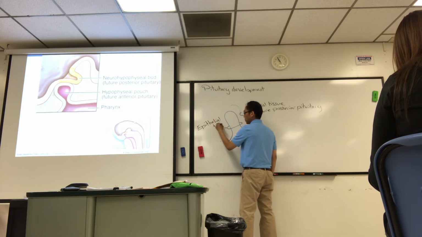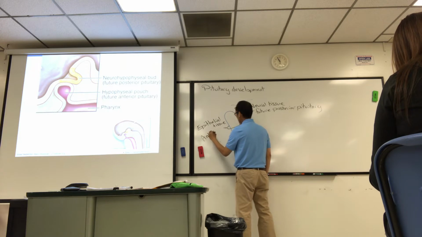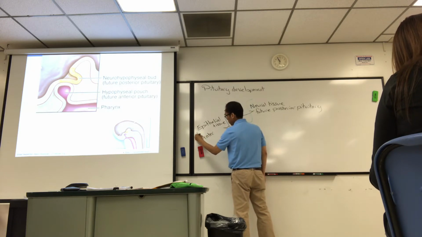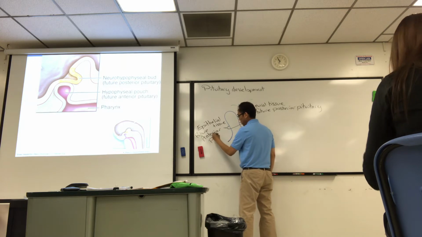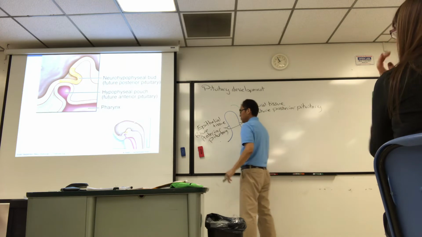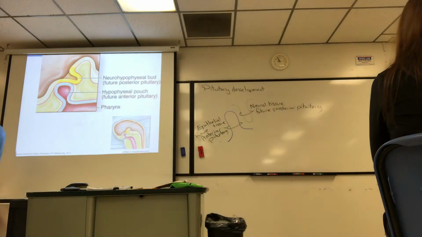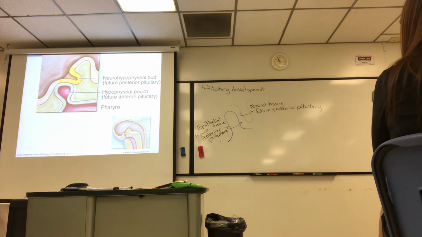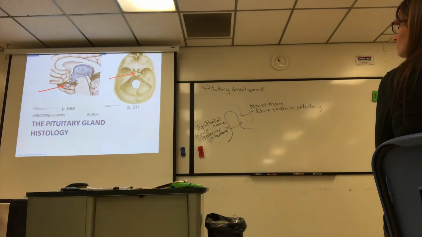Epithelial tissue, anterior, I'll say future anterior pituitary. So there's two growths because they're derived from different tissue types, but we kind of study it as one gland. So you go from this picture to an adult structure.